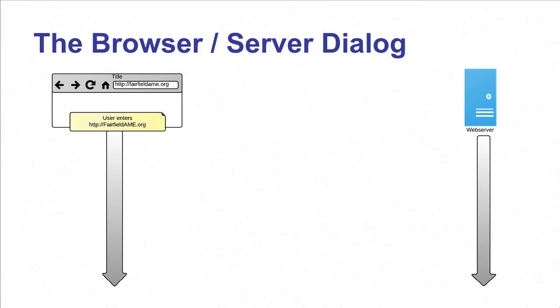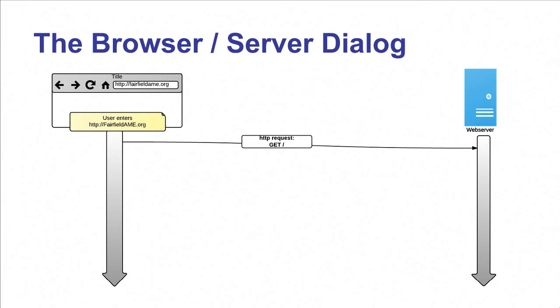Here's a visualization of the process showing each step. Step 1. The browser issues a GET request for a page. Step 2. The server replies with an HTML document.